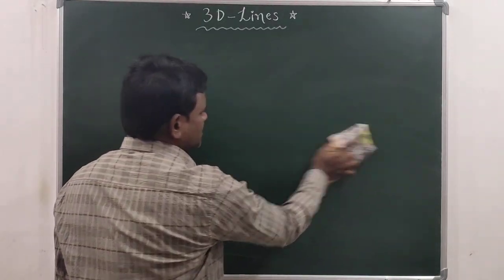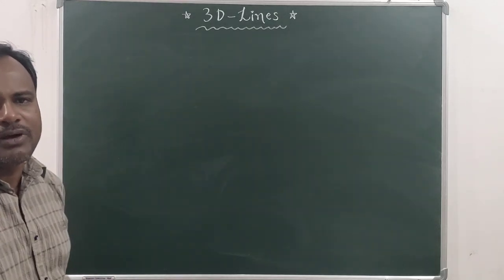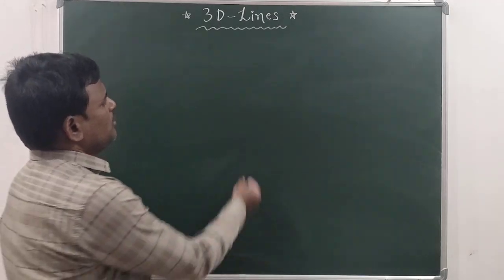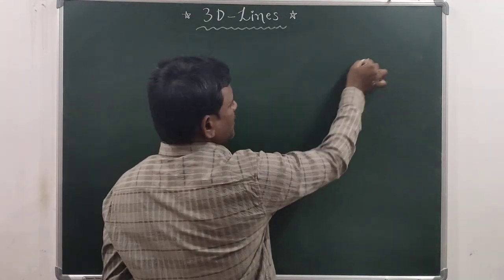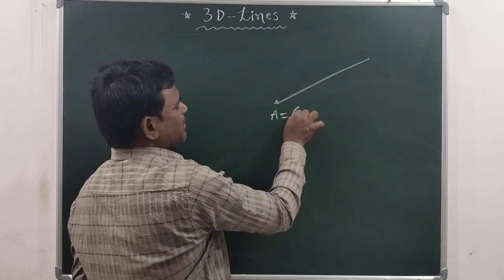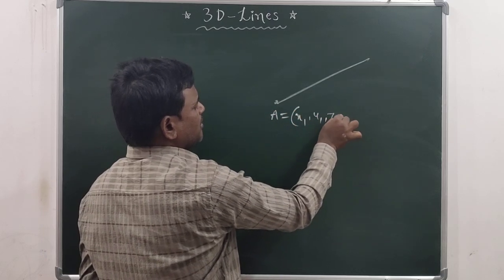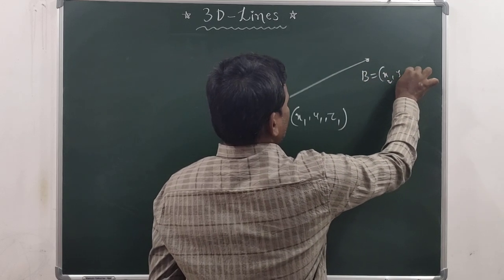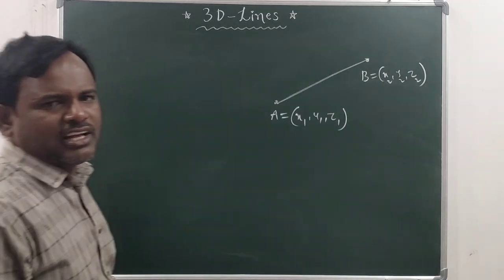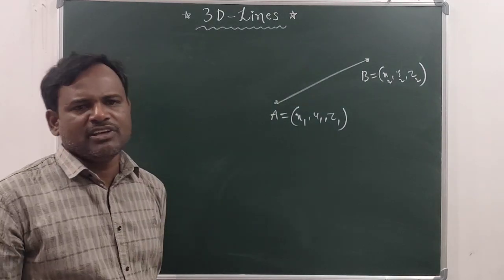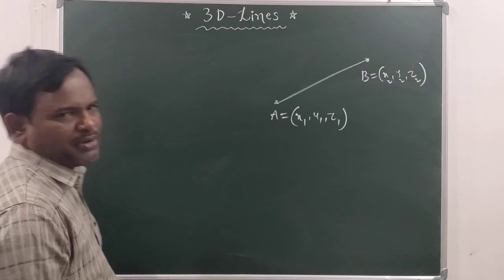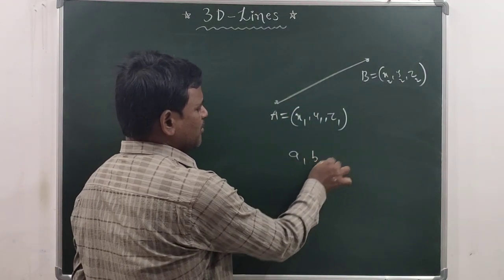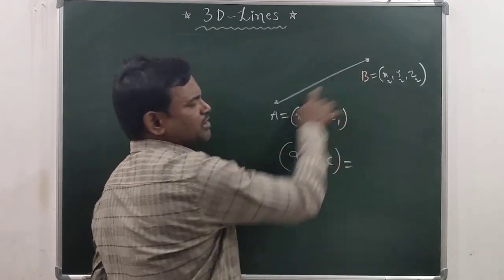Right. Next, equation of a 3D line passing through 2 points x1 comma y1 comma z1 and x2 comma y2 comma z2. So see, students, here 2 points on the line are given, x1 comma y1 comma z1, and here it is x2 comma y2 comma z2. 2 points on the line are given and we are asked to find the equation. So apply the previous formula. Whenever 2 points on the line are given, how do you find the DRs a comma b comma c? Difference of these two.